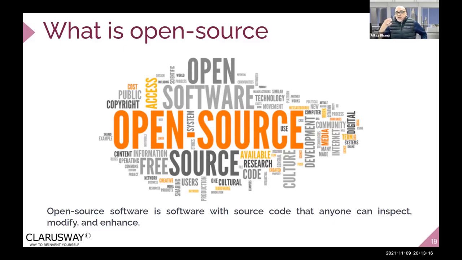But if you don't, source code is the set of instructions that are written in a specific language. So we talked about the different languages that you had. So it's all of the instructions that are written in that particular language that tell the software what to do. And then that source code gets turned into machine code.